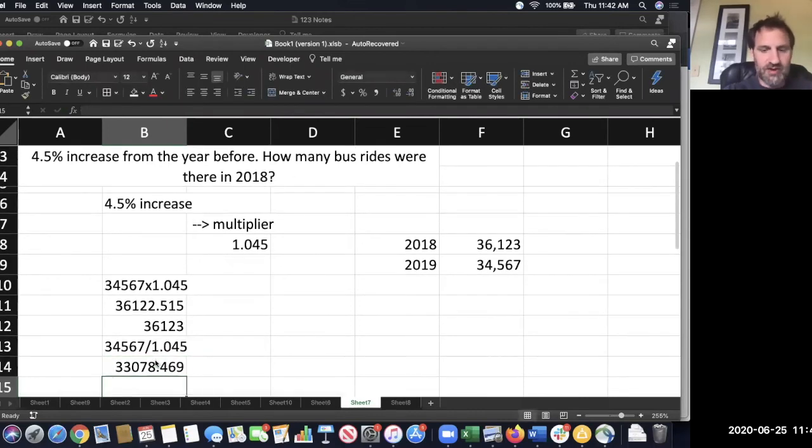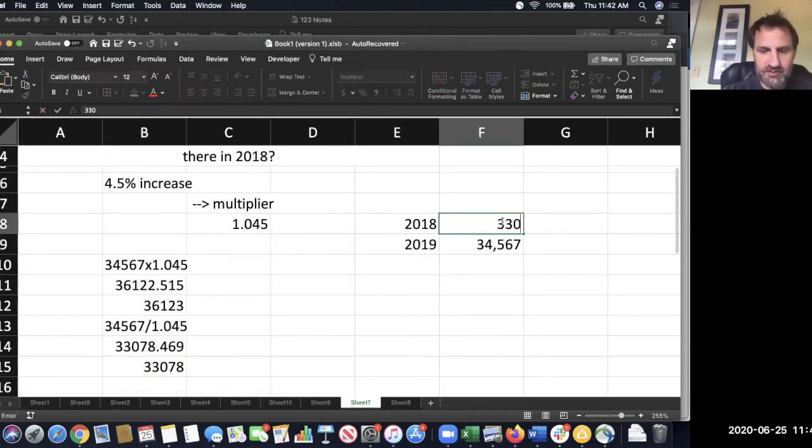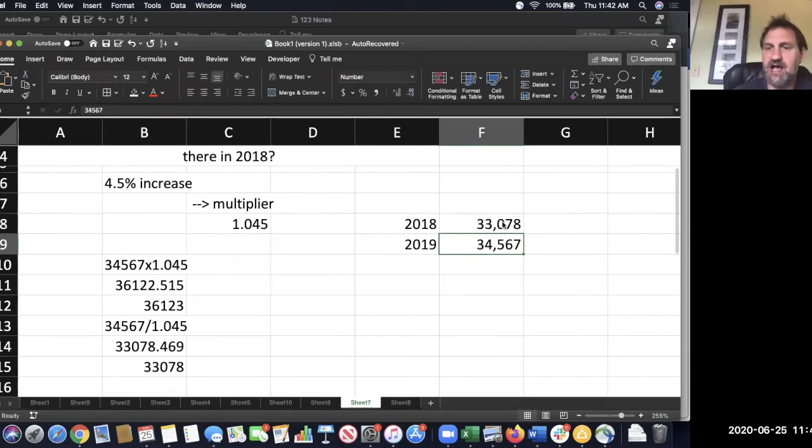And of course, I'm going to round. So this answer should make more sense. And if we actually apply the multiplier to the 33,078, that's how we get 34,567. So the problem sometimes is that the multiplier needs to be applied to a number that we don't know.